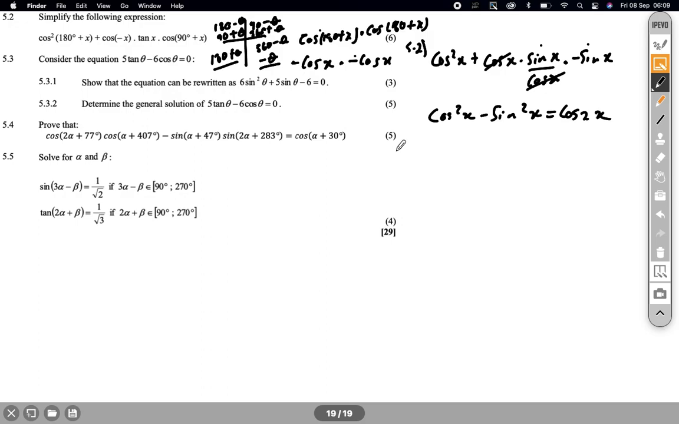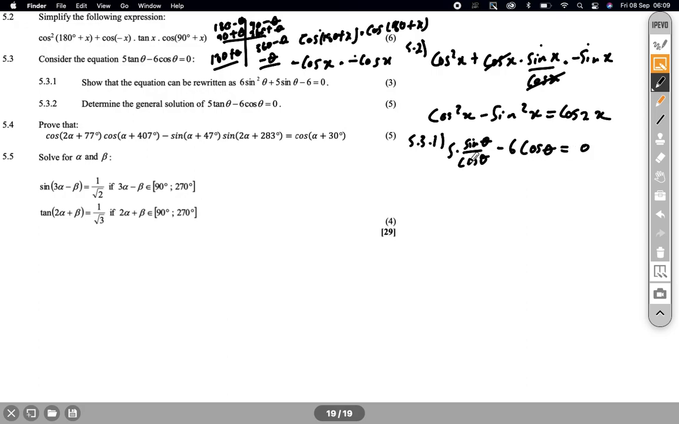Now let's go to 5.3.1. Okay, consider the equation 5 tan theta minus 6 cos theta equals 0. Show that the equation can be written as 6 sine squared theta plus 5 sine theta minus 6 equals 0. Okay, so we have 5 tan theta. So we can change the tan theta to a sine theta over cos theta.